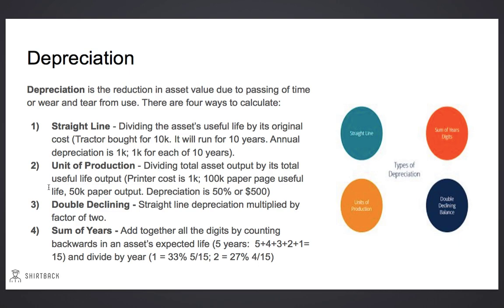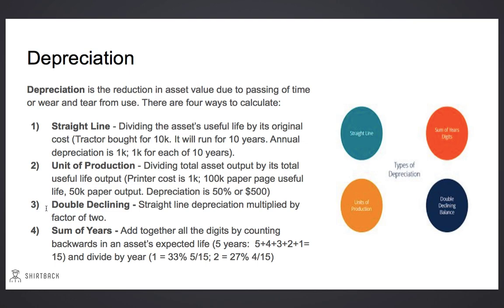If we used unit of production, our depreciation would be 50%. We have used half of the printer's useful life. On the printer, our depreciation would be half of what it cost. It cost us $1,000 to buy. Our depreciation would be $500.